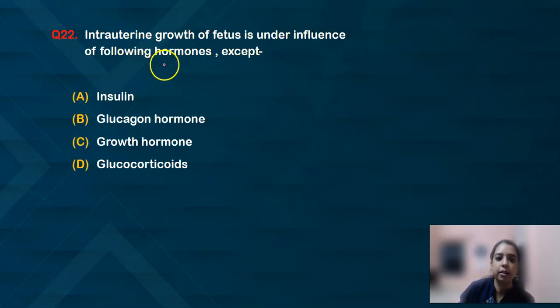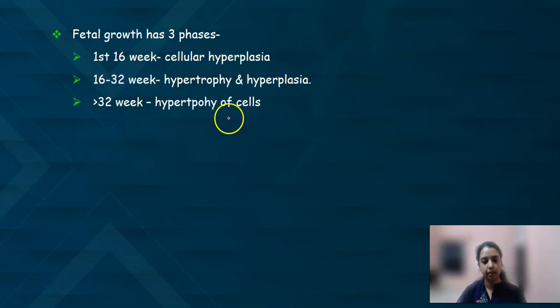Intrauterine growth of fetus is under the influence of the following hormones except. Now, this has been asked previously also, but it's a little tough question. The options were a little tough. So see, growth of fetus occurs in 3 stages.